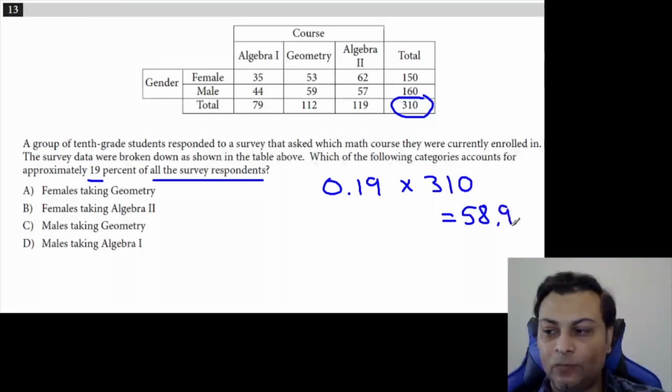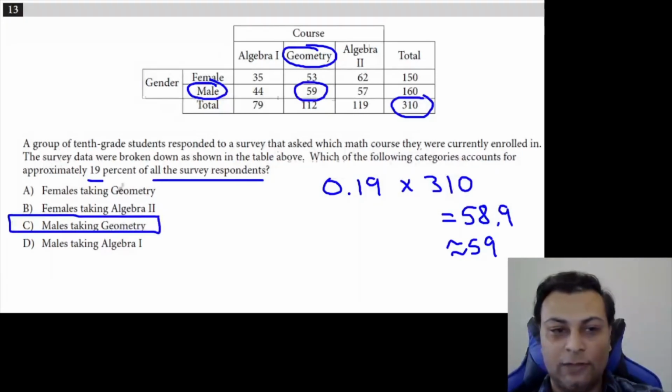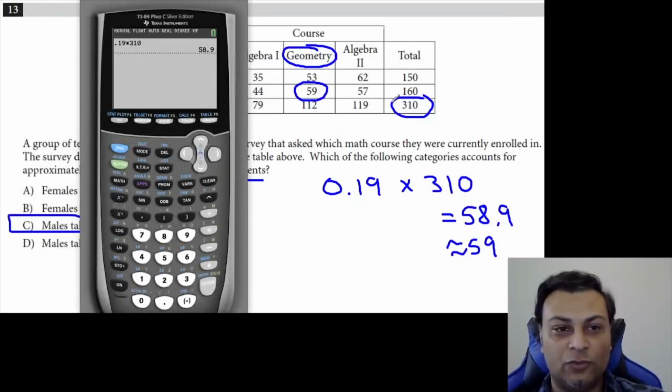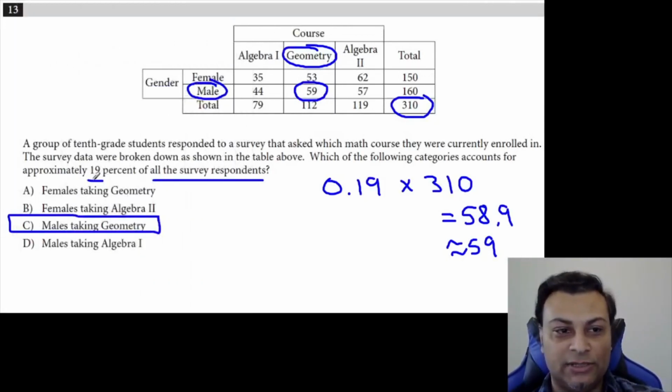58.9. And which one's closest to that? Which one's approximately 58.9? Well, that's approximately 59, which is here. That would be the males who take geometry. Males who take geometry. So the answer is C. Now, of course, what you could do is calculate what this 59 over 310 would be. 59 over 310. And that gives you 0.1903. So 19%, you can times 100. You can see it's 19.0322 and so on percent. And that's why it's approximately 19. Approximately 19. So the answer is C.